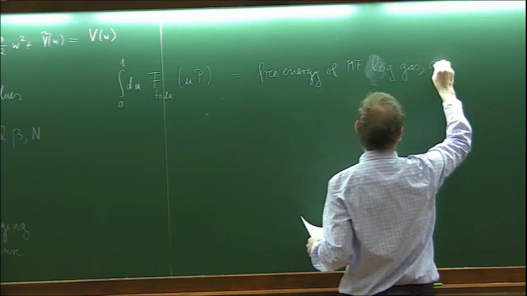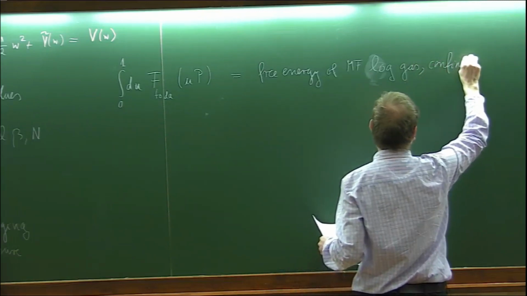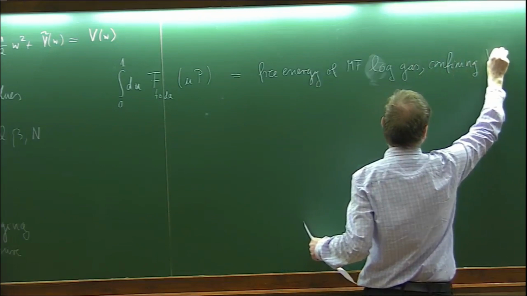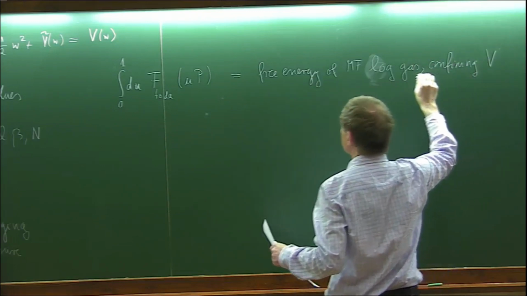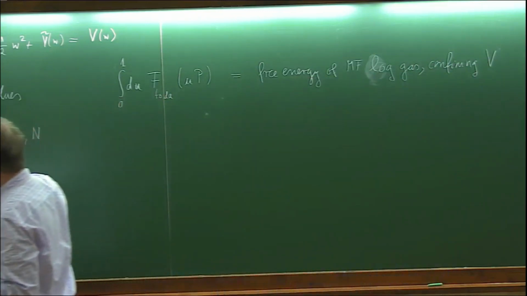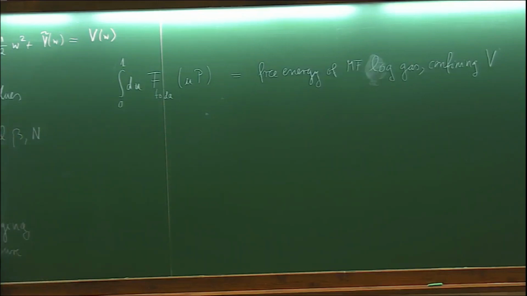And there's a confining potential V, right? So just remember that we have the right parameters. The strength of the mean field log gas is the pressure, so that's fine. So that's one parameter, and then there's another parameter, which is the confining potential. And in this way, the chemical potential enters in a very, very simple way, and that's of course extremely useful, because otherwise you wouldn't be able to do the computation so easily.